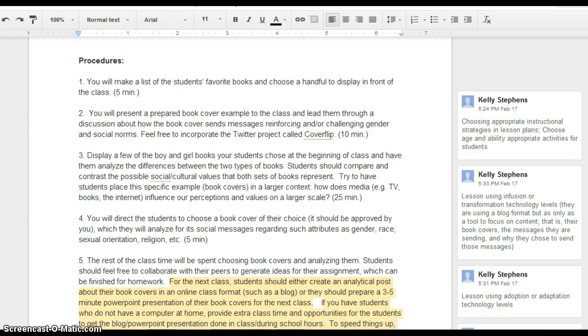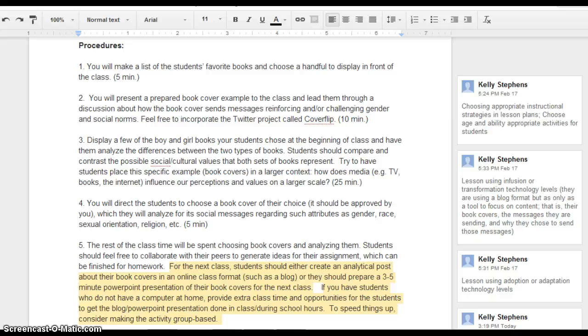Feel free to incorporate the Twitter project called Coverflip. It's a really great project that focuses on gender in YA books, young adult books, and what it does essentially is it takes a boy book and has people flip the cover into a girl book. So it really is a stark contrast in the values and ideas that we have when it comes to gender in Western society.